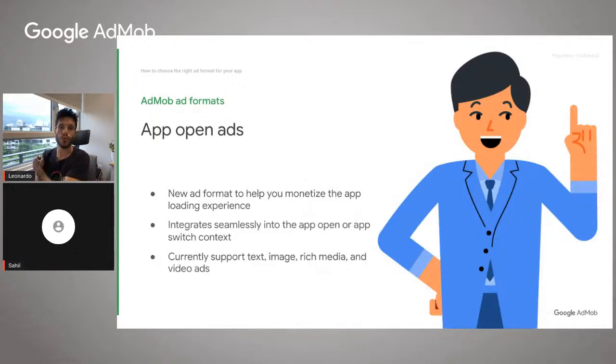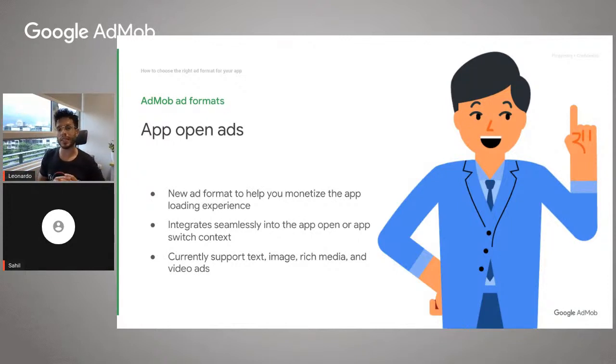One of the newest ad formats you can choose as well is app open ads, where you can place an ad at the loading page when you open an app. This type of ad format integrates seamlessly into the app open and supports text, image, rich media, and video ads. Our team wanted to unlock new inventory and let you monetize users as soon as they enter your app.